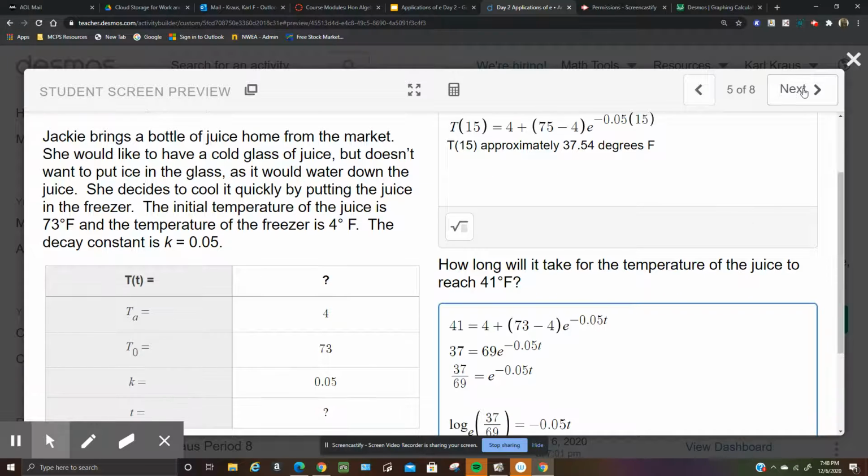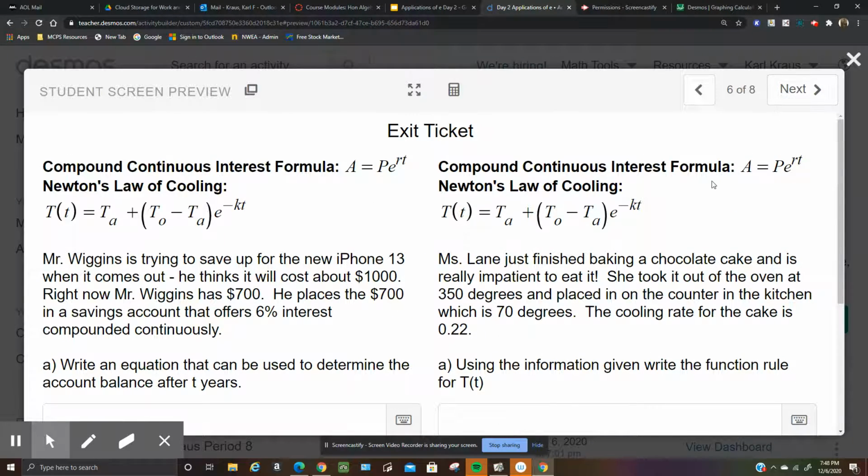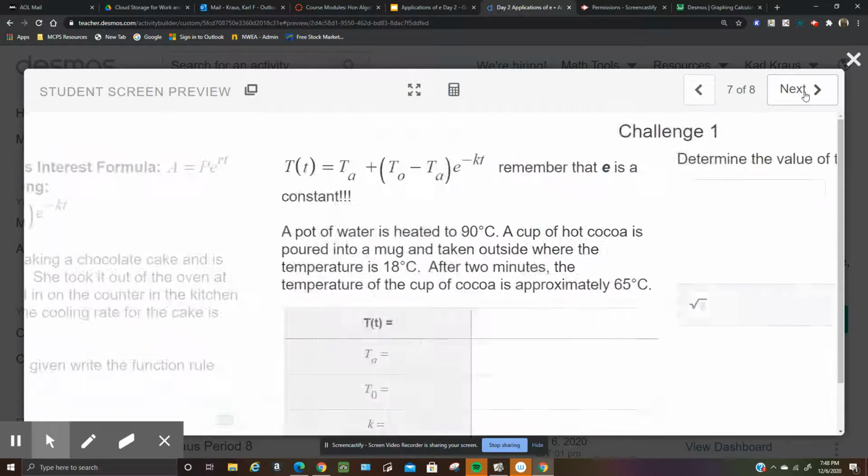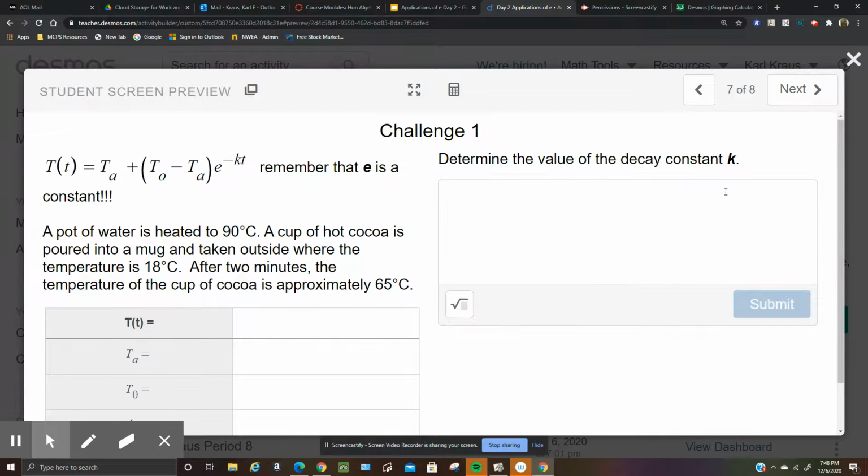Okay, that's slide 5. Slide 6 is the exit card. You'll be doing that on your own. Slide 7. This one is a pot of water. It's heated at 90, a cup of hot cocoa's poured in the mug and taken outside where the temperature is 18 degrees. After 2 minutes, the temperature of the cup is approximately 65 degrees.